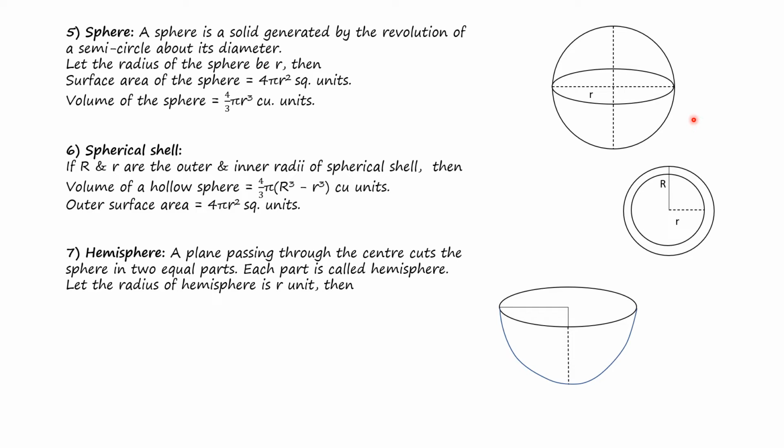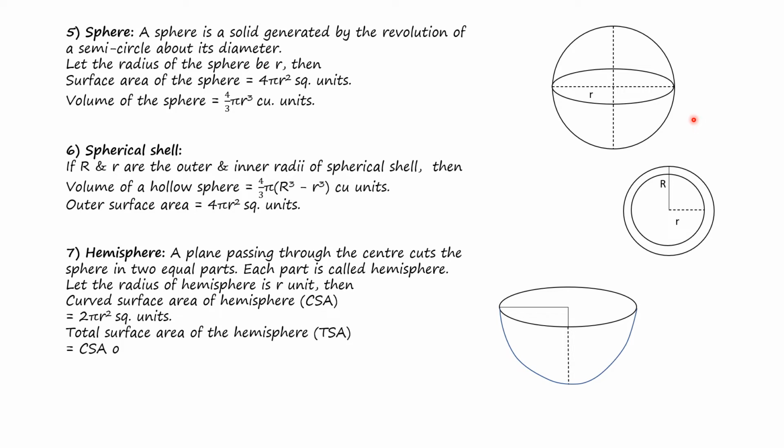Let the radius of the hemisphere be r units. Then the curved surface area of the hemisphere, or CSA, is 2πr² square units. Total surface area of the hemisphere is the curved surface area of the hemisphere plus the area of one end, that is 2πr² + πr². This total surface area is the curved surface area plus this upper part. This upper part is nothing but a circle. It is 2πr² + πr², which is equal to 3πr².